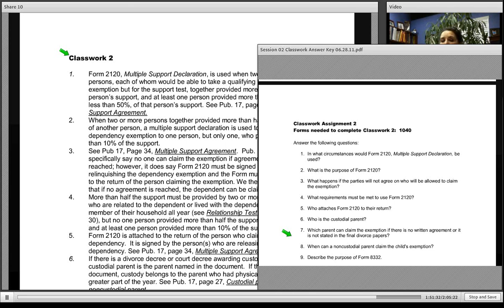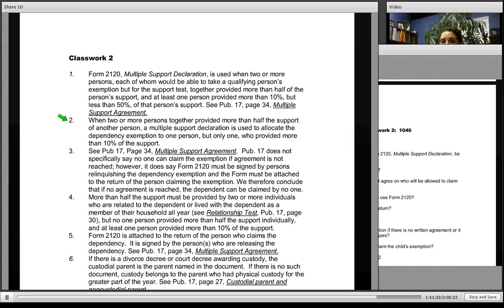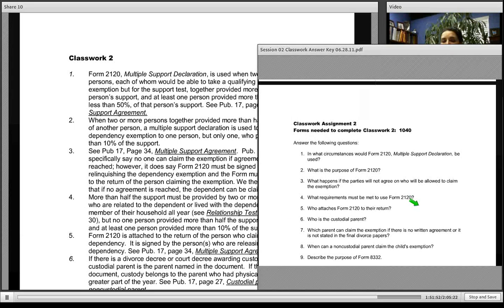What are the requirements that must be met to use Form 2120? Well, more than half of the support must be provided by 2 or more individuals who are related to the dependent or lived with the dependent as a member of the household all year. And they also have to show that no one person provided more than half the support individually, and that at least one person provided more than 10% of the support.